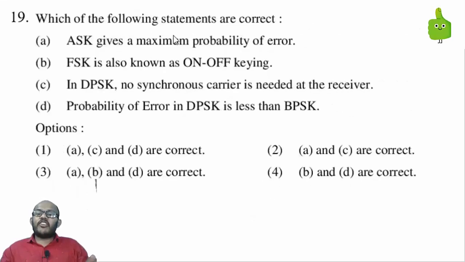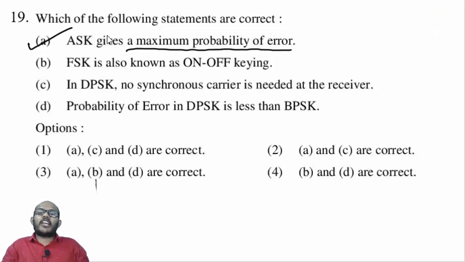19th question, which of the following statements are correct? ASK will be having a maximum probability of error. If I am talking about ASK, FSK, PSK, ASK will be having maximum probability of error. It is a true statement. Hence, in most of the cases, we will not be using ASK. FSK is also known as on-off keying. This is false. FSK is not called on-off keying. ASK is called on-off keying.